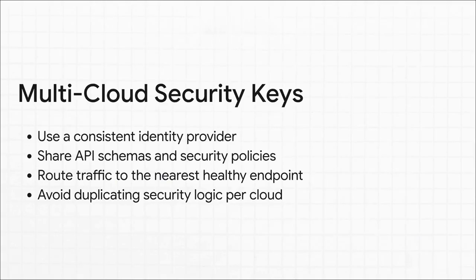So how do we actually pull this off? Well, you have to use a single, consistent way to identify your users across all your clouds. Your security policies need to be shared, not reinvented for each new location. And you can use smart traffic routing to send people to the closest, healthiest fortress. But most importantly, whatever you do, avoid building totally separate security systems in each cloud. That's just a recipe for disaster.